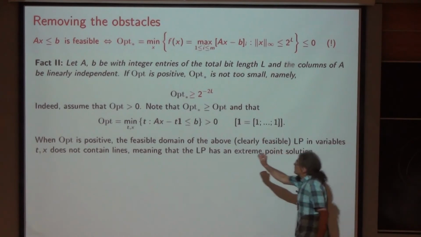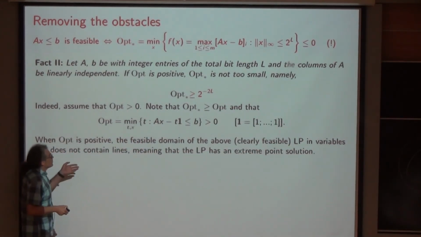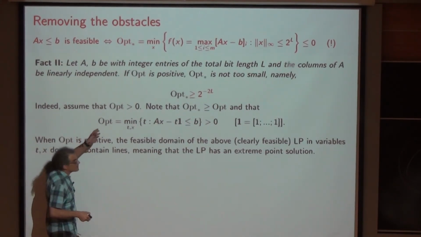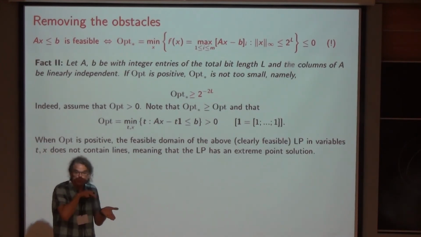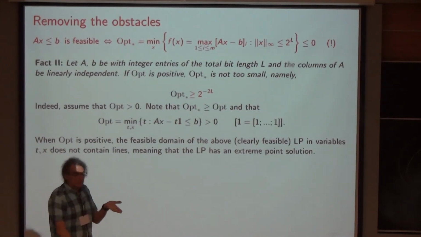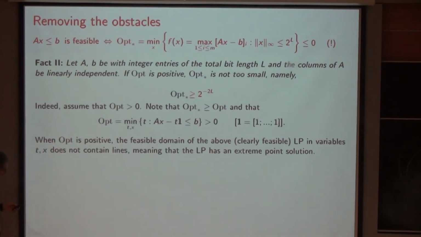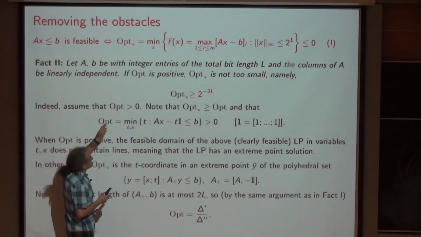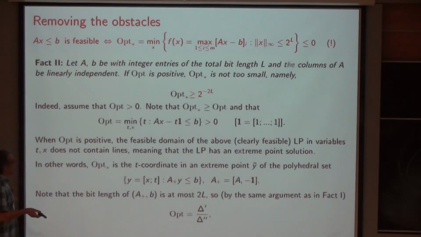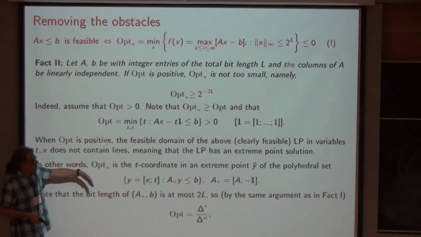Now, if the optimal value of this problem is positive, then it means that the feasible domain doesn't contain a line, because if it contained a line, then going along the line, we would get minus infinity. And we assume that the solution is positive. So if the feasible set does not contain a line, of course it contains an extreme point. And we know that the optimal value is attained at an extreme point of the polyhedral set.